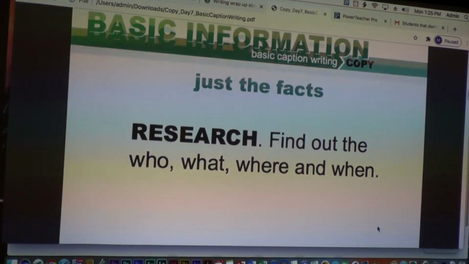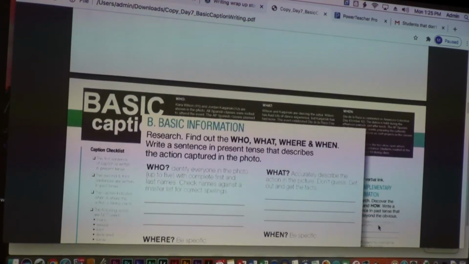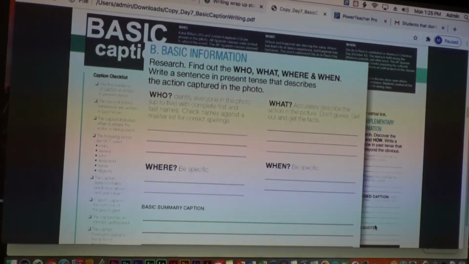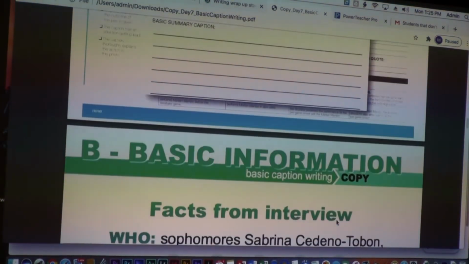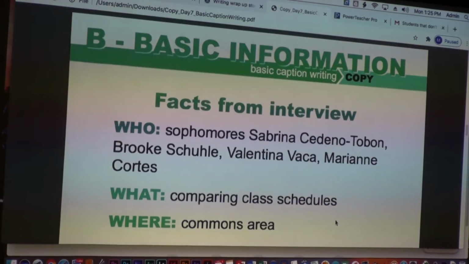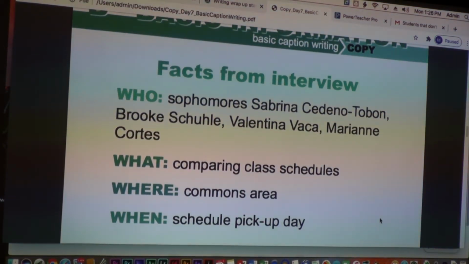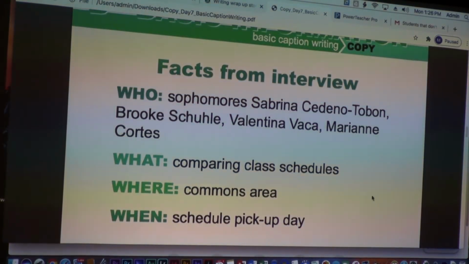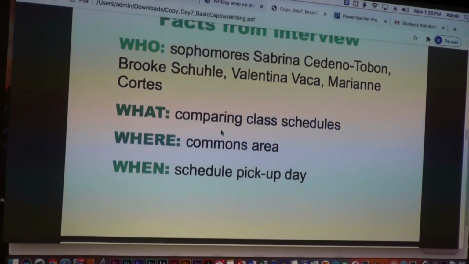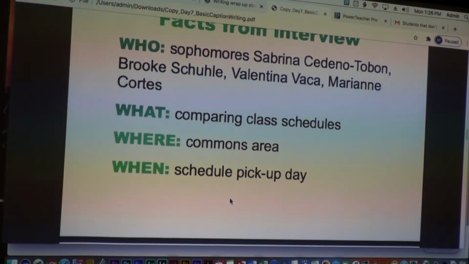So we've got to find out what it is: who, what, where, when. And that's really the basic information you're trying to answer. Who, what, where, and when for a caption. So in this particular case, we have sophomores, and we've got a listing of them and how their names are spelled. What they're doing is comparing class schedules. Where are they? They're in the commons. And this happened during scheduled pickup day.